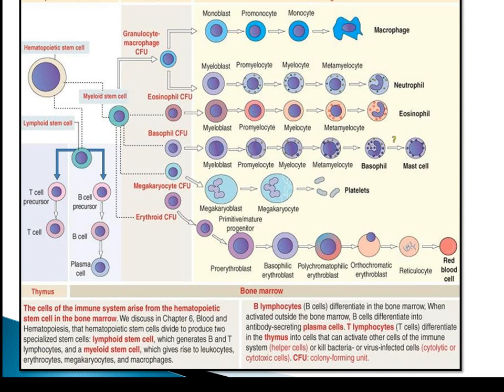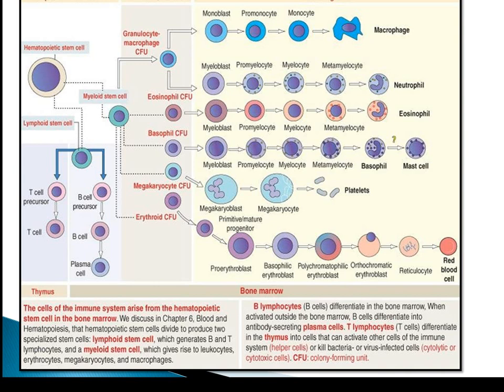And they differentiate into two categories of stem cells known as multipotential hematopoietic stem cells. They will be myeloid stem cells and lymphoid stem cells.